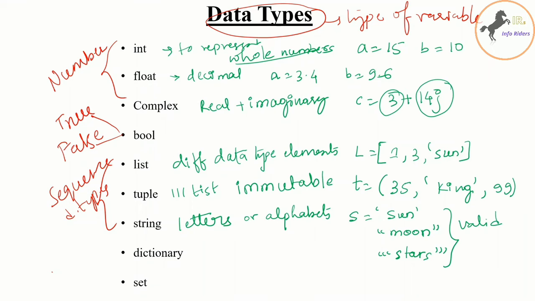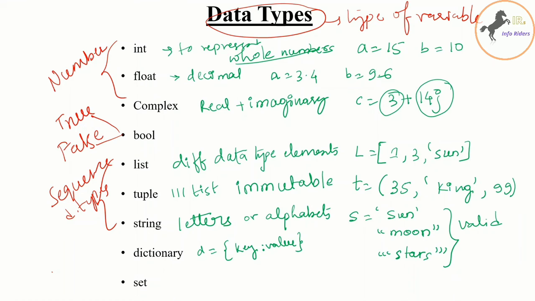Now coming to the next data type, the dictionary data type. Here the dictionary data type is used to represent the key and value separately in pairs. Now the syntax can be given as d is equal to, it should be written in curly brackets. First we should write the key and value.